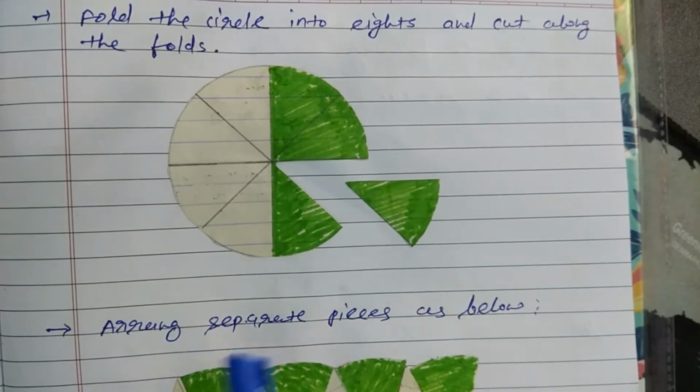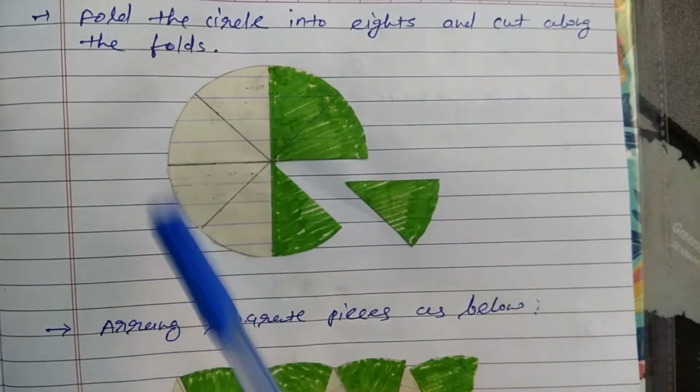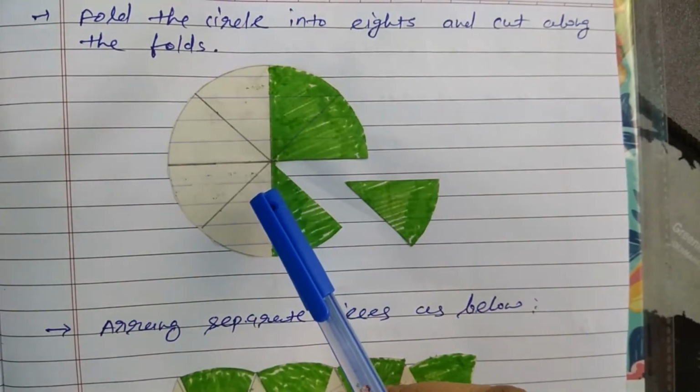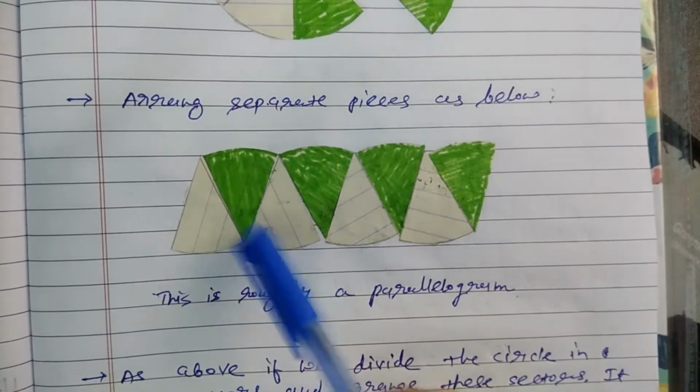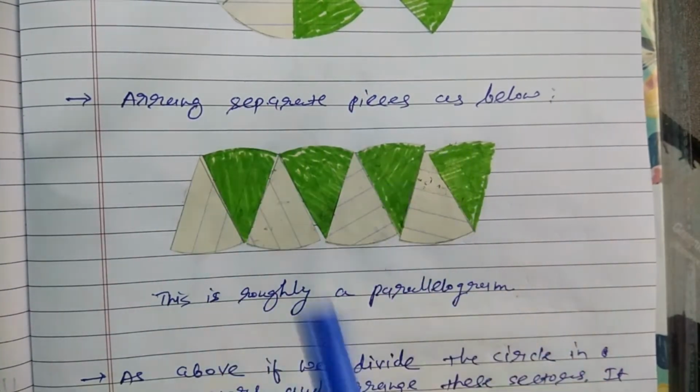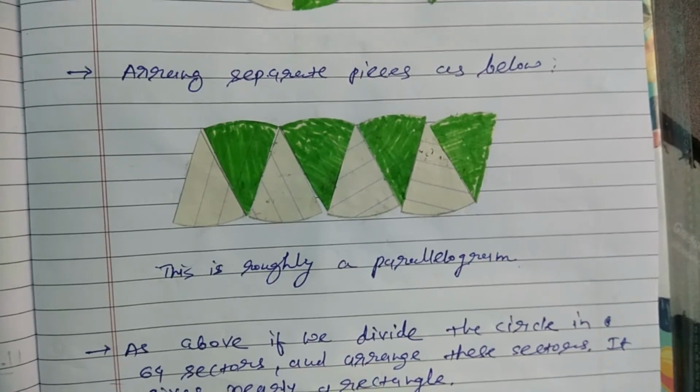Now arrange the separate pieces as below. When we cut all the 8 sectors and arrange them, we get a roughly parallelogram. Here we can see that it is a rough figure of a parallelogram.